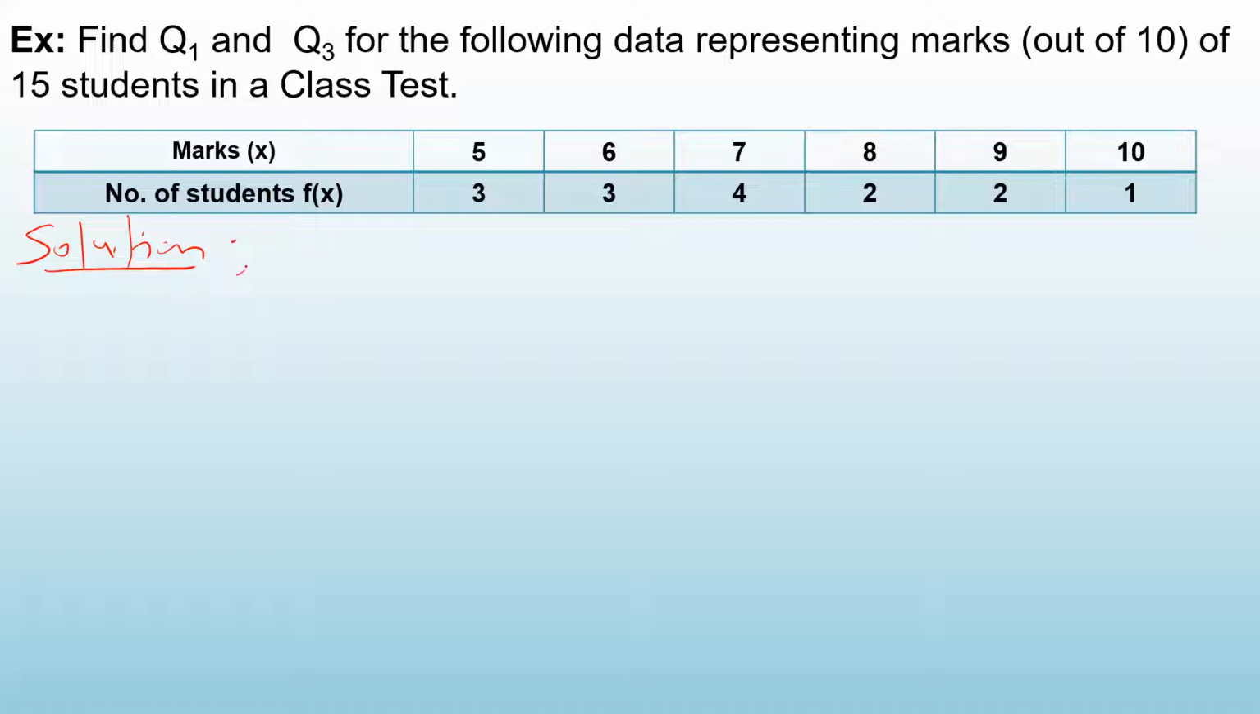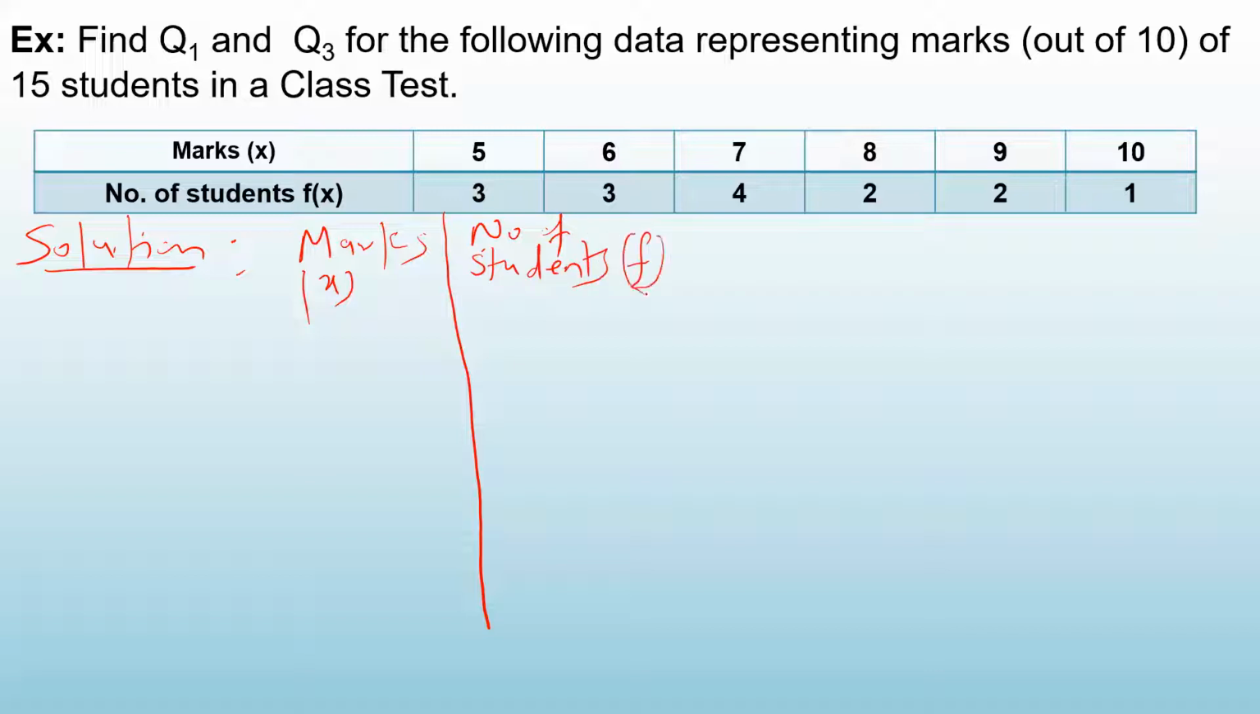First thing, what am I going to do? I'm very comfortable with the table when it is made vertically. If you are comfortable with horizontal, you can go ahead with that. So this same table, I'm going to write in a vertical way. What is my first column? It will be marks, which I denote by X. X is a variable. It can be marks, it can be weight, it can be anything. What is my second row? It is the number of students having that mark, that is nothing but my frequency F.